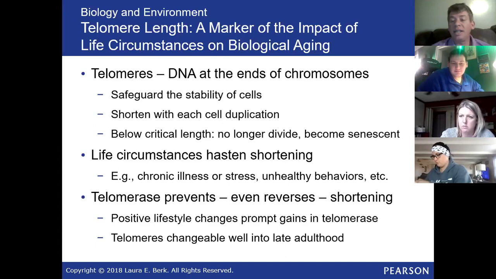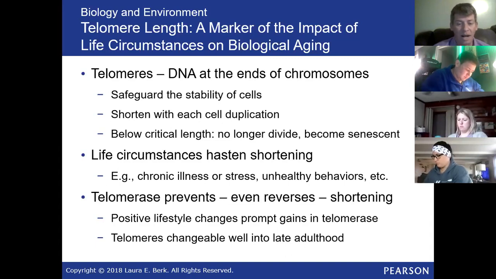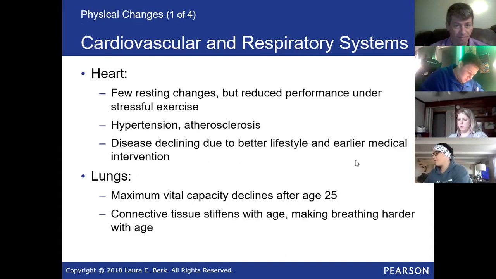Telomerase, an enzyme, can prevent, even reverse our telomere shortening. Positive lifestyle changes prompt gains in telomerase, the enzyme, and we see these changes well into late adulthood. So it's never too late.